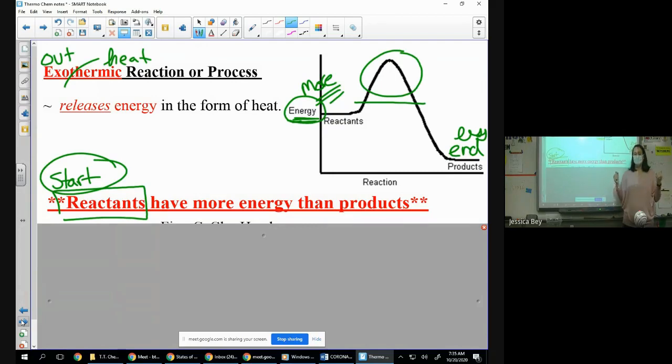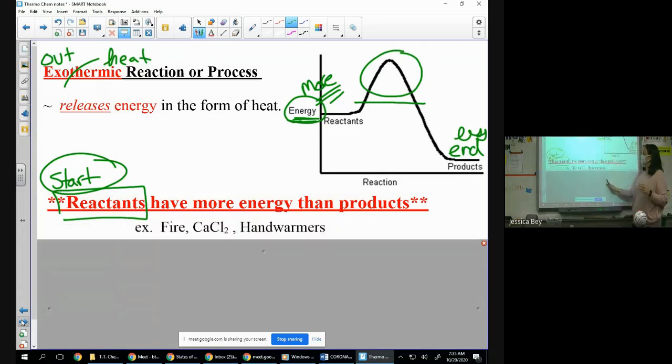Awesome. So some examples of this would be I have a candle burning on my front table, correct? If I put my hand near it, what is it going to feel? It's going to feel warm. The energy is going from the reaction out to the surroundings. And it starts with more energy. And if I burn it, I can burn it all the way till there's no energy left, right? So it starts with more energy. So you would say a fire.